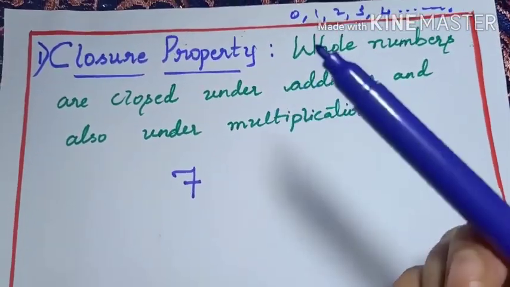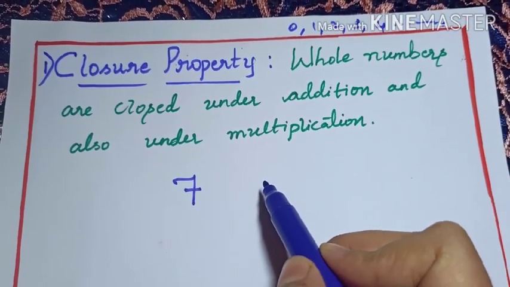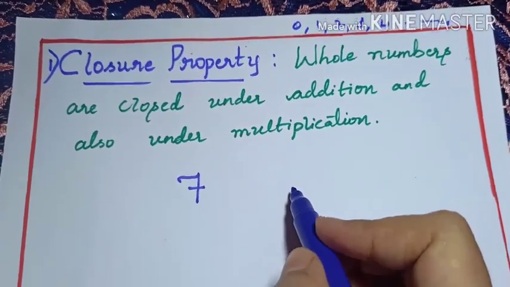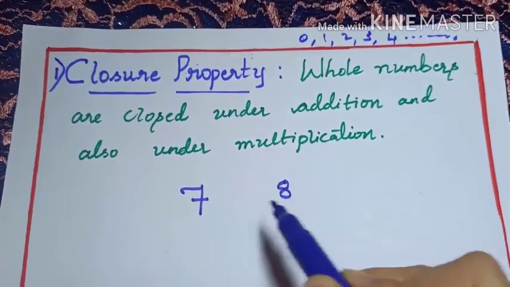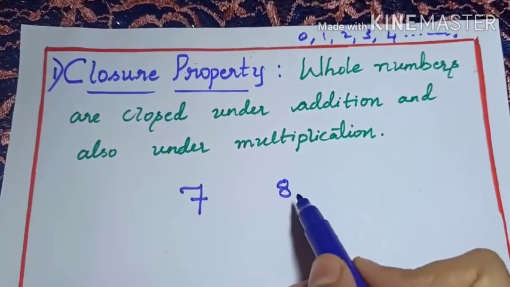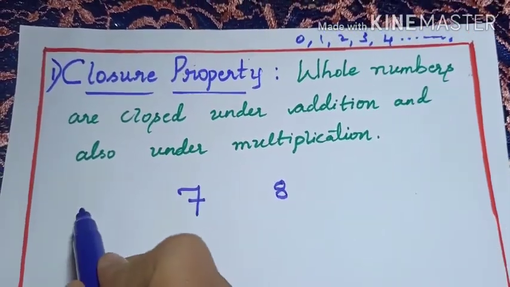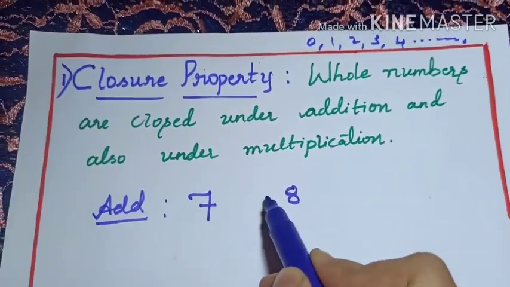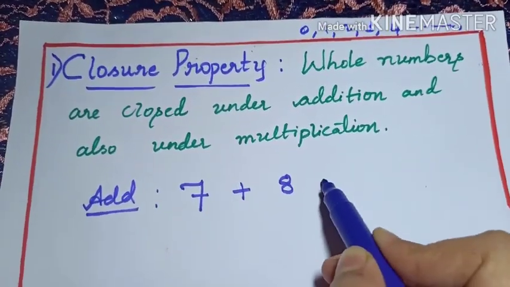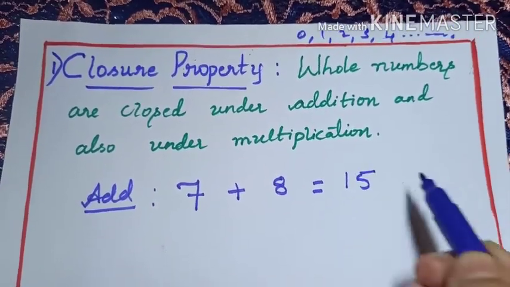I'll take one more number, let me take 8. 8 is also a whole number. Let us see if we add both, what will be the answer. So 7 plus 8. What is 7 plus 8? 7 plus 8 is 15.